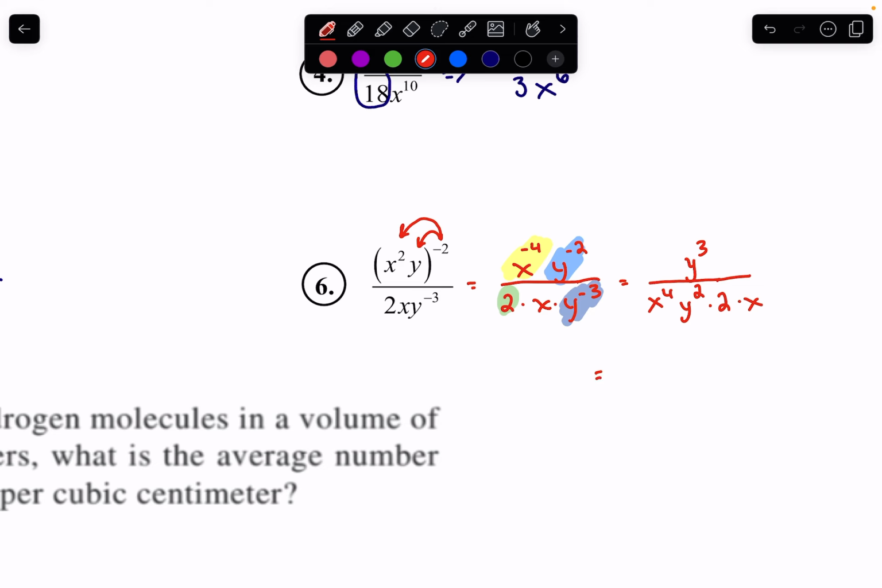Now I combine things together that will combine together. So for example, I've got these x's on the bottom that are getting multiplied. So those become x to the 5th. I've got a 2 on the bottom all by itself. I've got 3 y's on top, 2 y's on bottom. So those are going to cancel each other out, and I'm going to be left with 1 y on the top. It's kind of like there's an exponent 1 right there. We just don't usually write an exponent of 1.